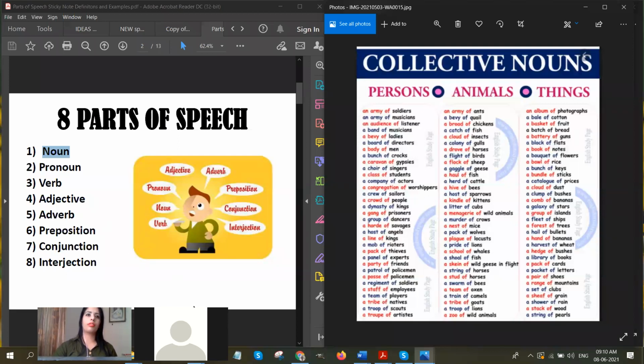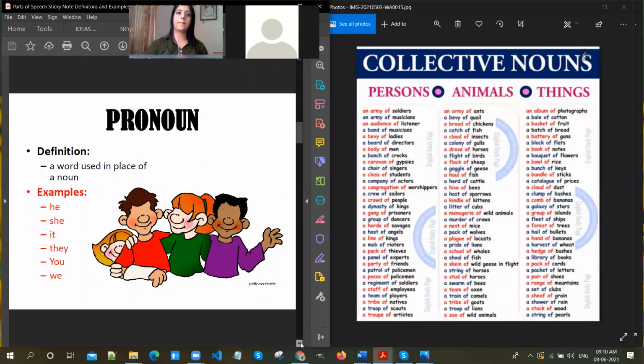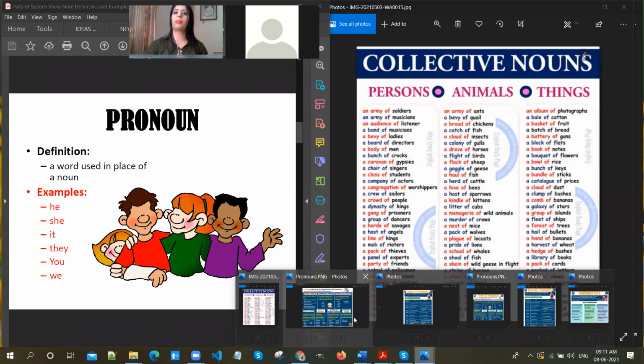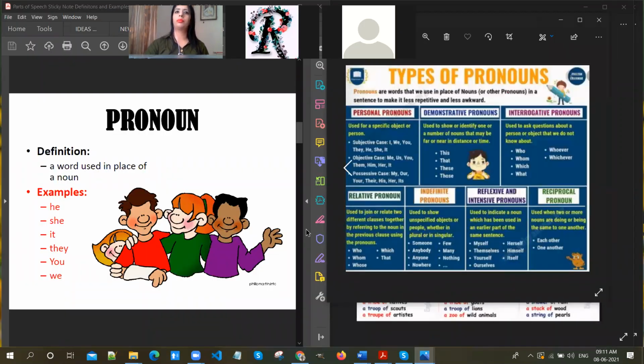Next we are moving to the second part of speech, that is pronoun. So can any one of you tell me what pronouns are? Yes, Preeti, can you tell me what pronouns are? Very simple definition. Ma'am, the word used in place of a noun, we call a pronoun. Very good, wonderful. The words which are used in place of nouns are known as pronouns. For example, he, she, it, you, they, we.